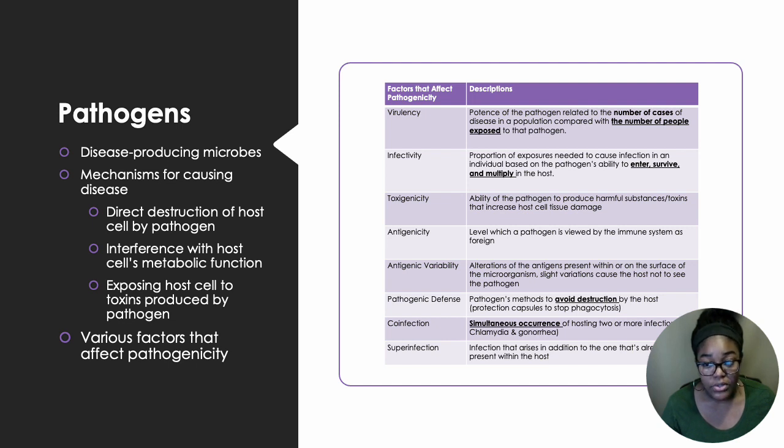It doesn't have to just be two, it could be several, but they're infecting the same host, causing more intense issues. We have superinfection, and that is an infection that arises that is already present within the host. So a superinfection is generally the response to antibiotics and the overuse of antibiotics or antivirals. Most times they will tell you to make sure you take the full course of the antibiotics as prescribed.